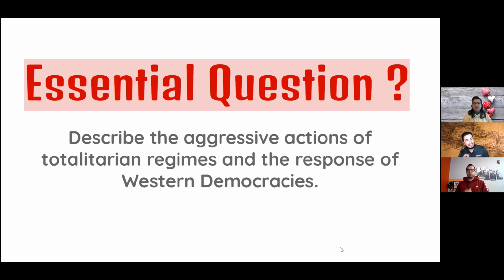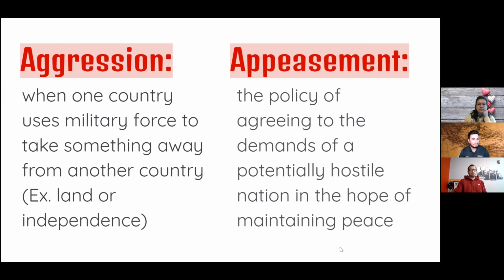But for today's lesson, this is the essential question. This is the thing you need to be able to understand by the end of this lecture. The question is asking, describe the aggressive actions of totalitarian regimes and the responses of the Western democracies. So not only understanding the first steps of these leaders, but how does the world respond to them? Do we respond with justice and accountability, or do we start to try to do other things? And did it work? That's the focus for today.